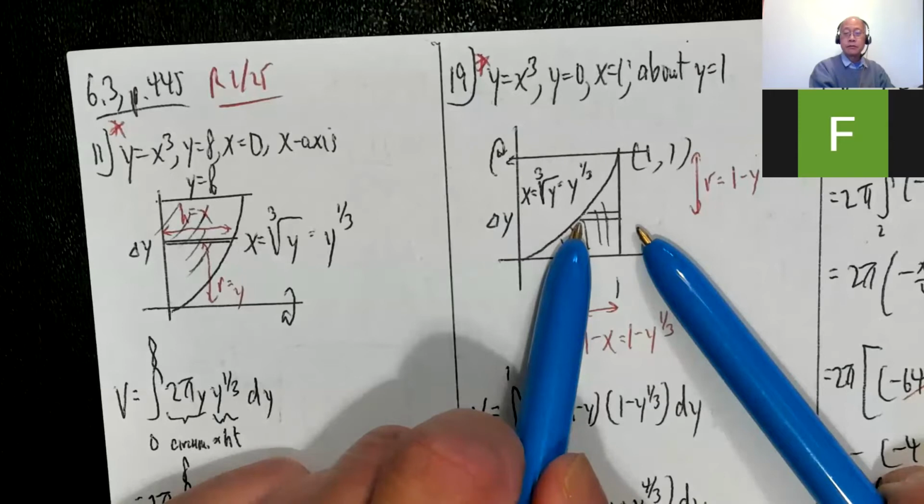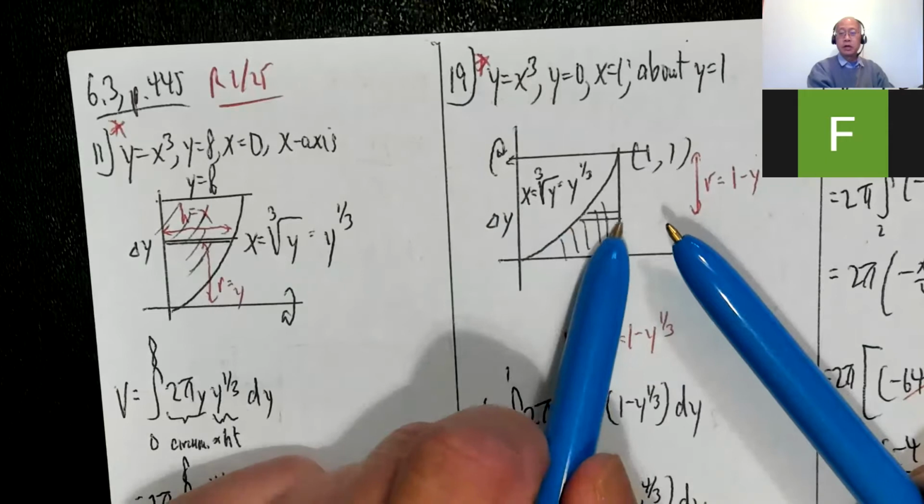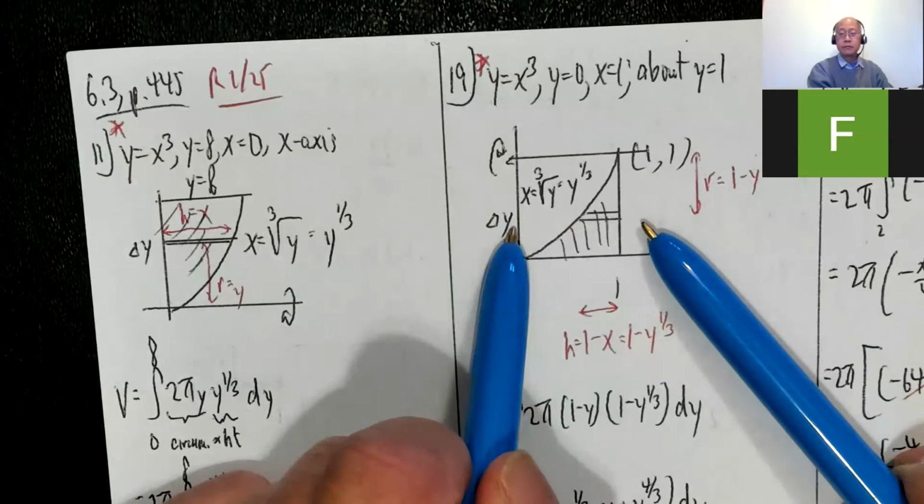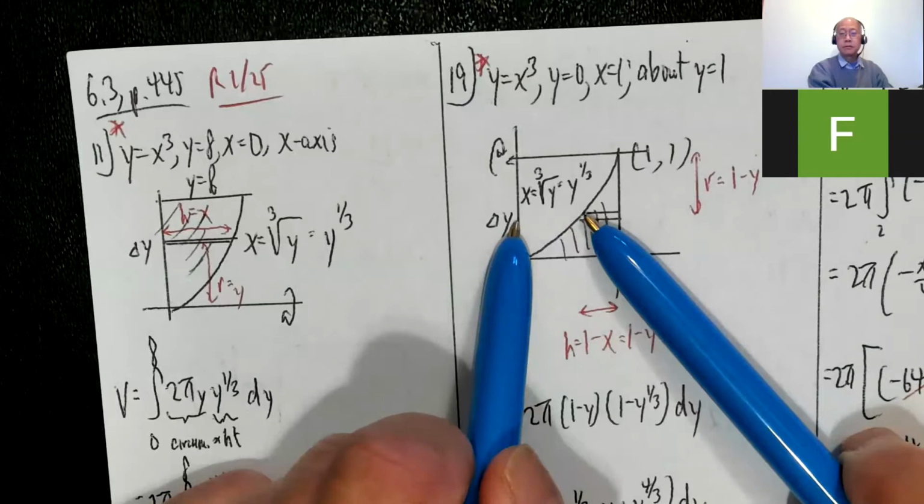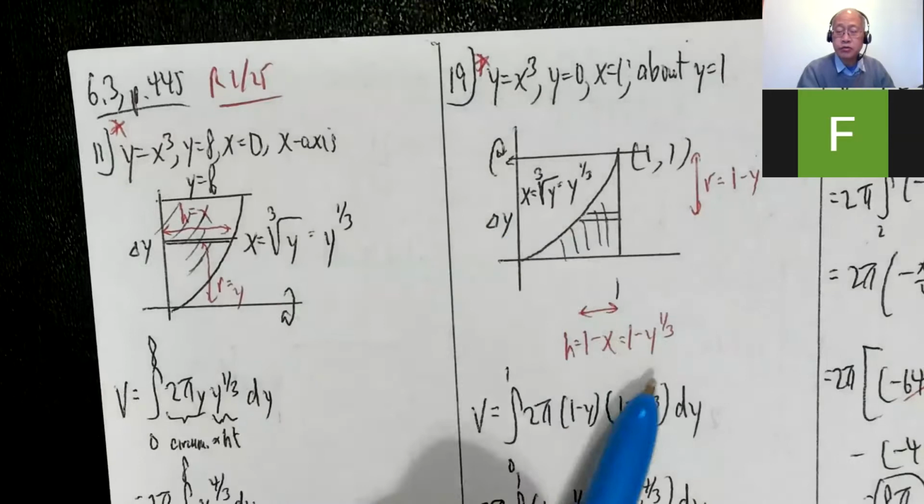x2 minus x1, the difference in the x values. So how far is it from here to here? One. How far is it from here to here? x. So this is going to be 1 minus x. And what is x? y to the 1/3 power.